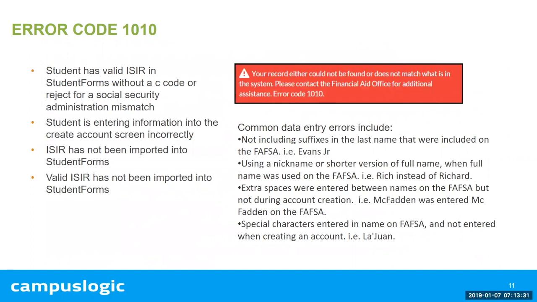They may have entered extra spaces between their names. They could have included a suffix like junior on their FAFSA and not when they are creating their account in Student Forms. If you hear students say that they are getting this error code, these will be some of the reasons why. The data that they are entering must match what they entered in the FAFSA exactly.